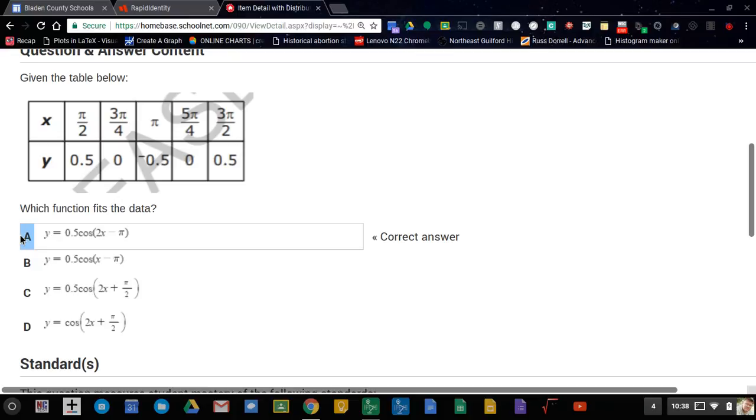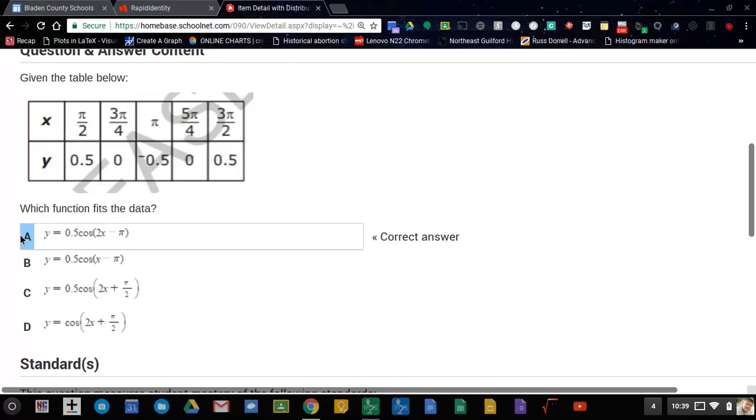From this point on, can I just graph these? Yeah. All you have to do is take the remaining functions and go to y equals. And for y1, I'm going to do A, y2, B, and y3, C. So we're going to type these in. 0.5 times cosine of 2x minus pi.